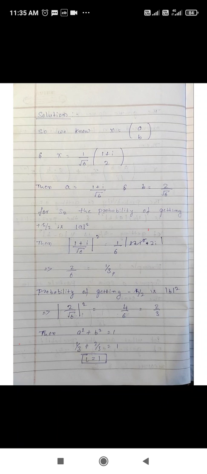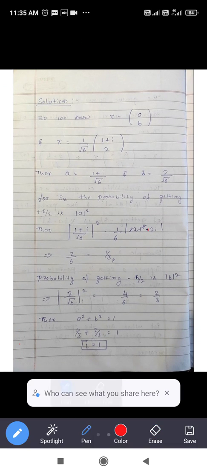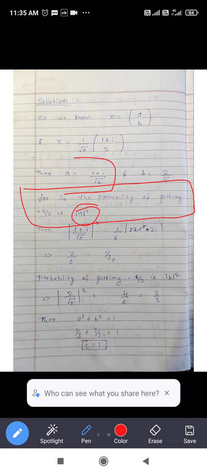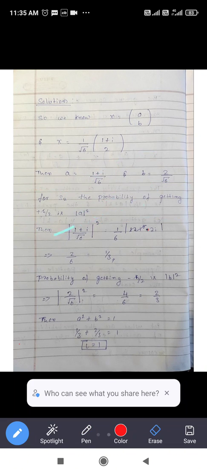Okay, so far the probability of getting h cross by 2 is mod a square. We find a is the normalization constant, and mod a square is the probability. The question is direct: the probability of getting the spin of the particle is mod a square. H cross by 2 is the corresponding eigenvalue of the spin up particle. So the question is direct. The probability of getting the spin up particle is mod a square. You know what is a?